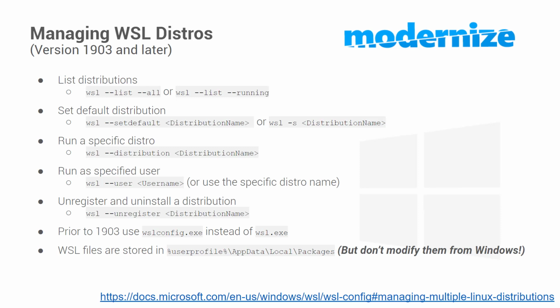But don't modify them from Windows with WSL1. WSL1 uses a layer on top of the Windows file system, and so if you edit them from Windows, then Windows doesn't understand the metadata that's added on there, and you'll destroy the metadata, which will make a mess of it. WSL2 fixes that.